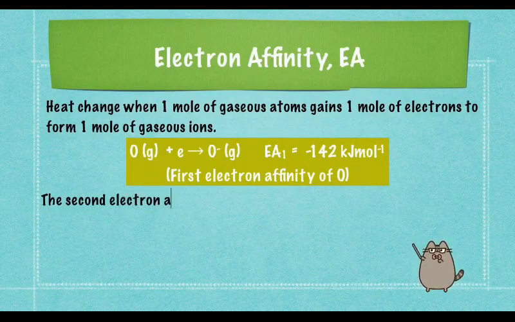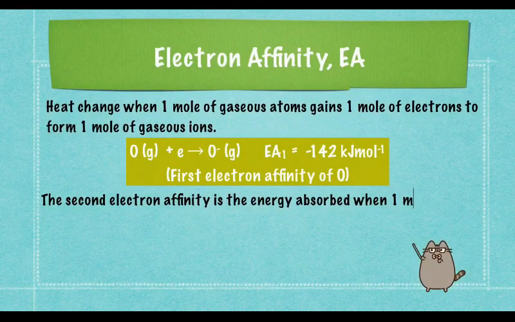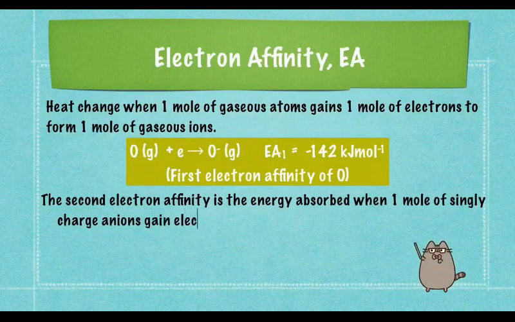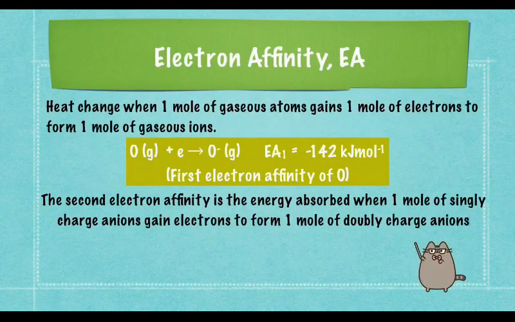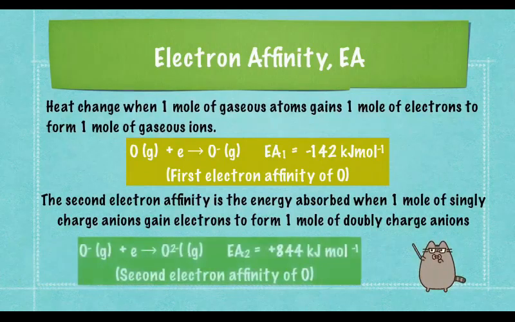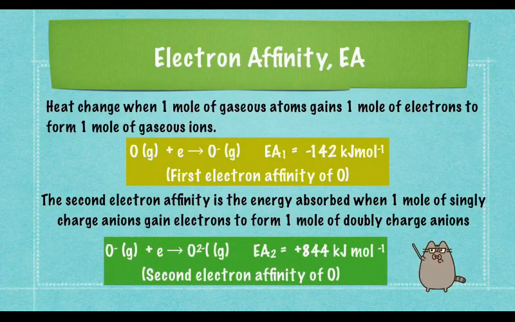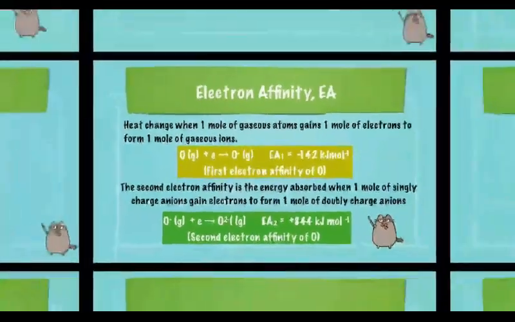The second electron affinity is the energy absorbed when 1 mole of singly charged anions gain electrons to form 1 mole of doubly charged anions. The second electron affinity of oxygen is positive 844 kJ per mole. The second electron affinity is positive for any element because an electron is being added to a negative ion. There is a strong electrostatic repulsion and energy must be absorbed to overcome the electrostatic repulsion.